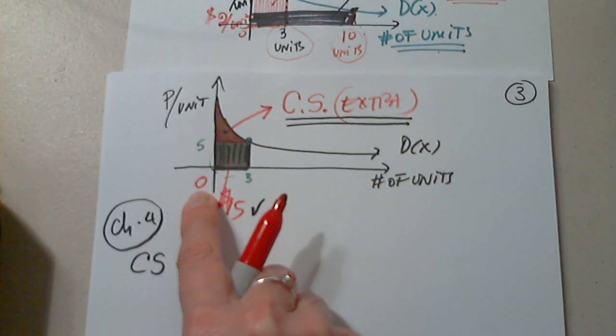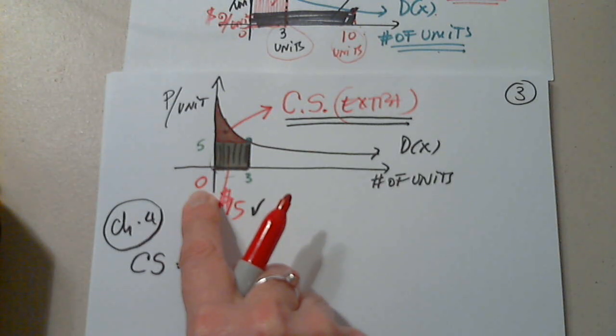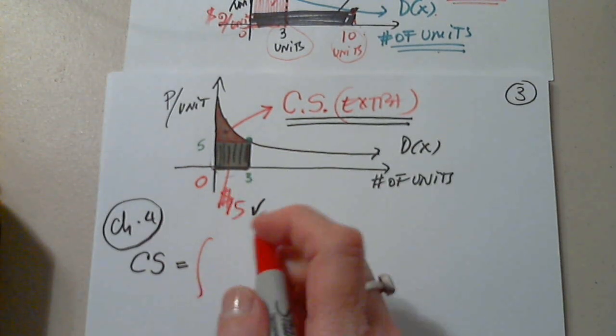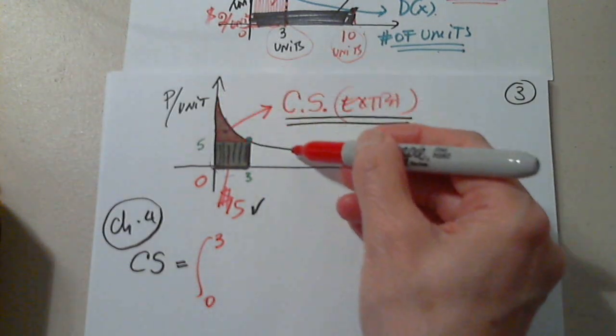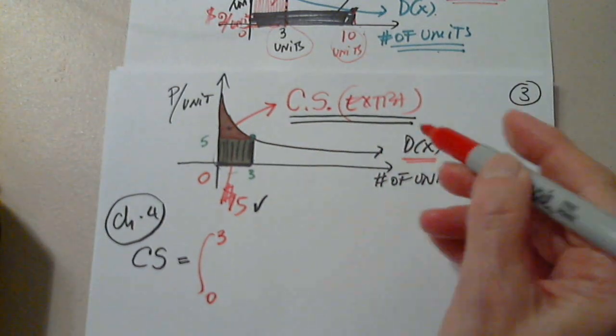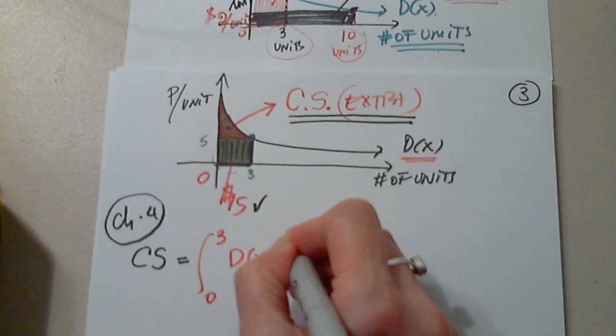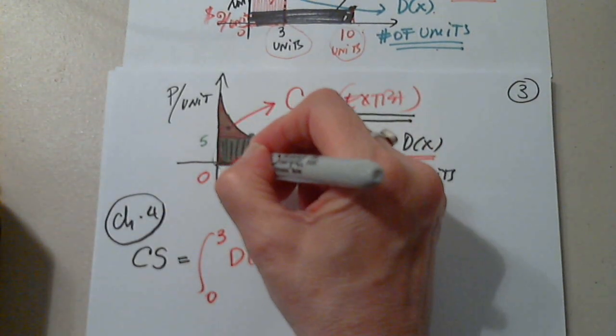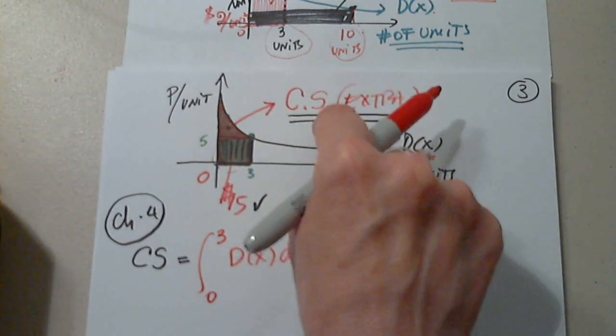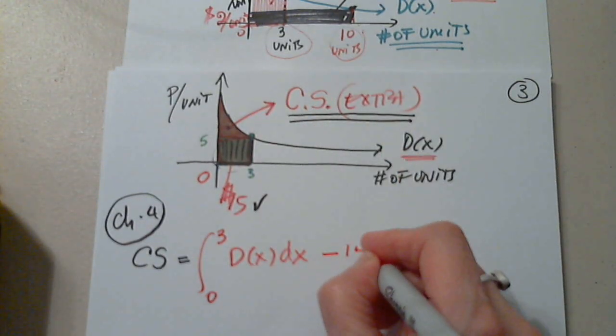Between 0 and 3? That's it. From d of x dx. But I need to subtract this piece in order to determine that. Minus 15.